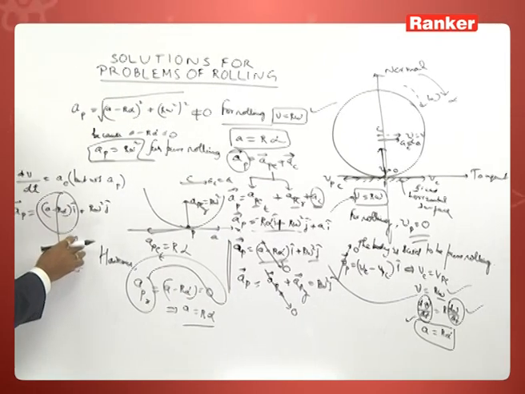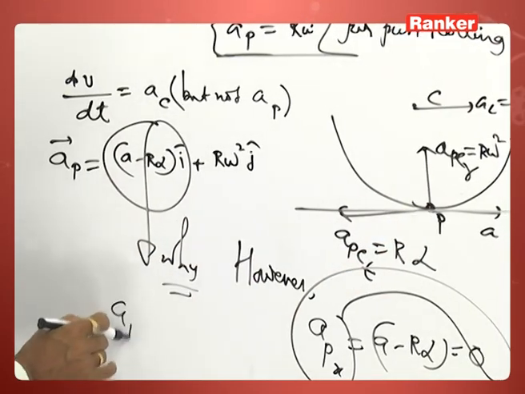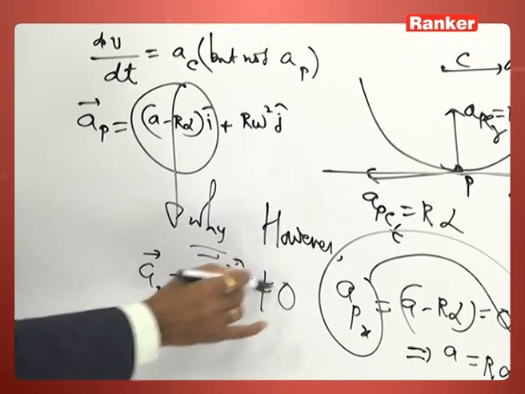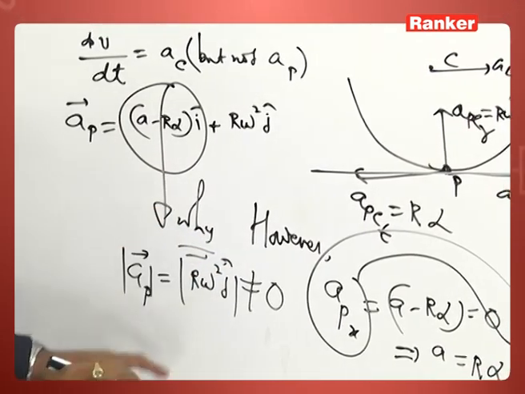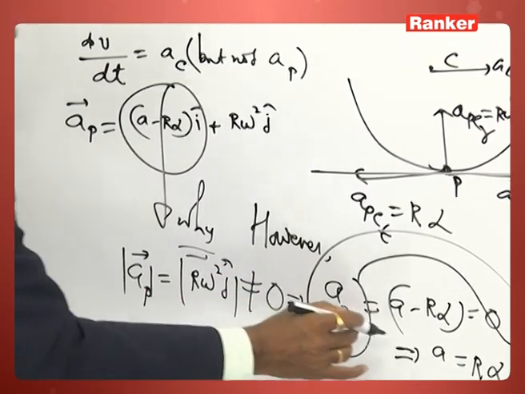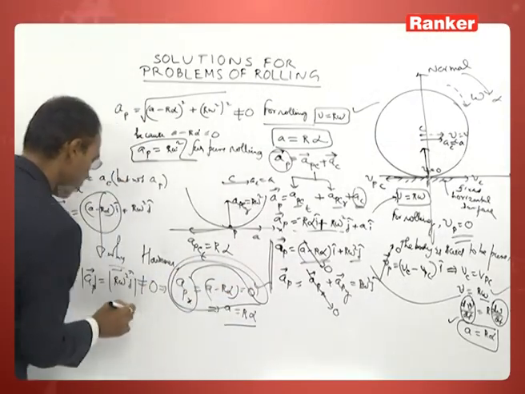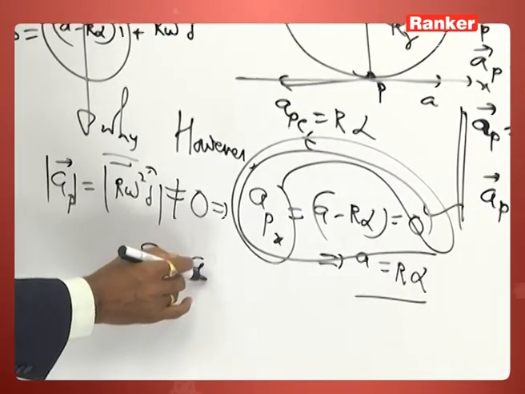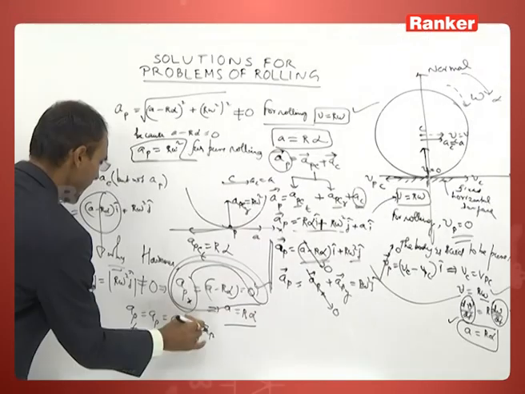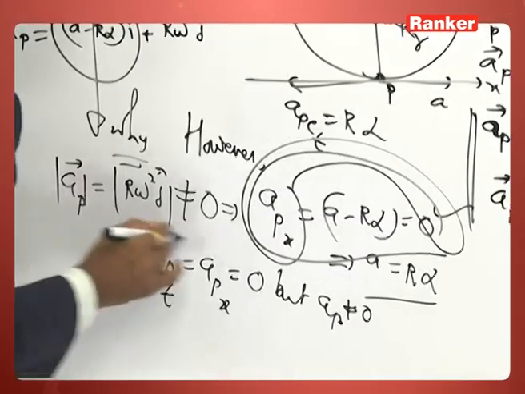A minus R alpha will be equal to 0 because A is equal to R alpha. Anyway, we are getting this answer. AP is equal to R omega square j cap, which is not a null quantity. However, APX is equal to 0. AP along the tangential direction, or AP along the x direction, is equal to 0, but the acceleration of this point as a whole is not equal to 0. This is the idea.